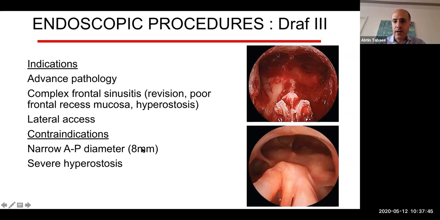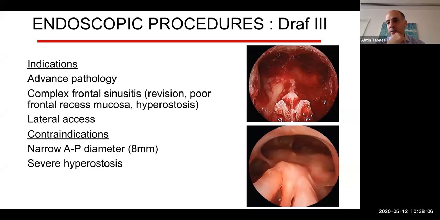There are still some relative contraindications to doing a Draf III. Potentially, if you've tried a Draf III and it's failed and it's become stenotic or osteotic, it might not be a healthy enough cavity to survive a Draf III. It's a relative contraindication if you see dense hyperostosis. It's not that you can't do the surgery, it's just that there's a much higher risk of re-stenosing postoperatively.